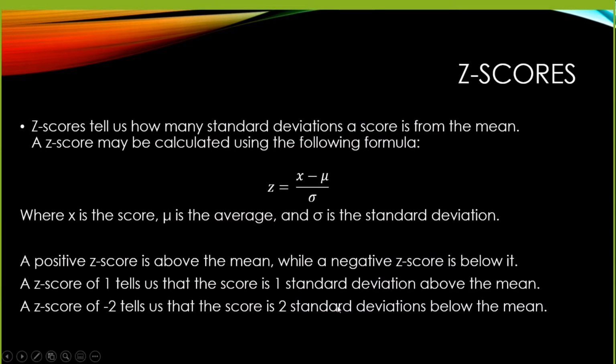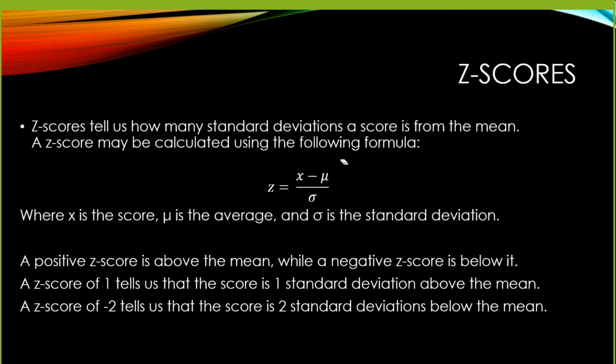So we call that a z-score. Z-score counts how many standard deviations you are above the mean. We can get it by taking any score you want and subtracting the average to get your difference above the mean or below the mean, and then divide by how much distance is one standard deviation.